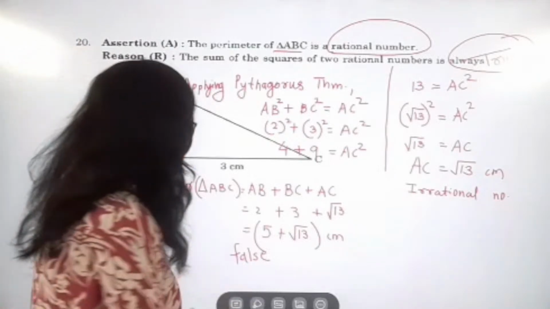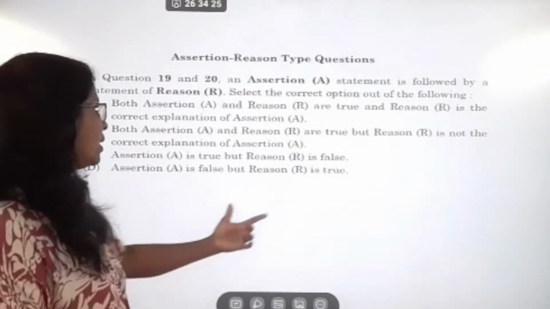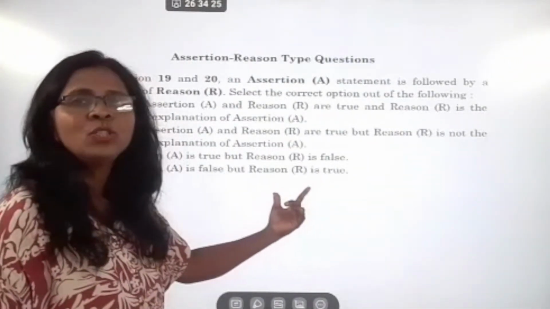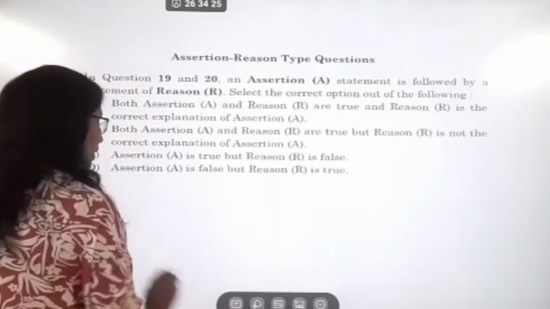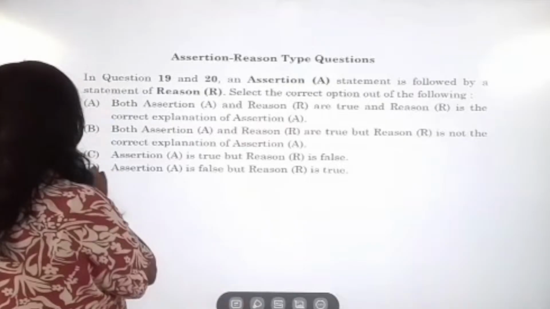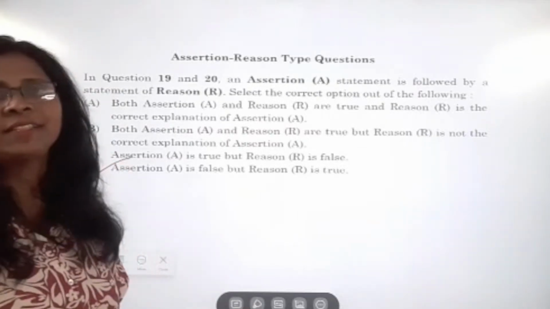So which is the correct option? See students, here the assertion is false but the reason is true. That means students, the correct option is D. Okay, so the correct option is D.